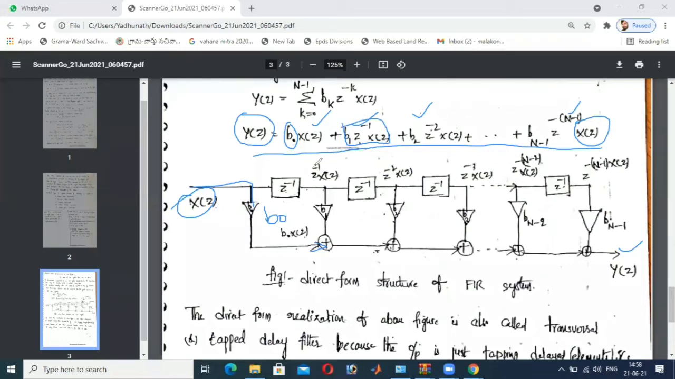For that purpose, this x of z input I will pass through one delay element. So this is a delay element. This delay element introduces a delay of 1 unit. So that's why I can get the output as z power minus 1 into x of z. So this is the resultant value after the delay only.